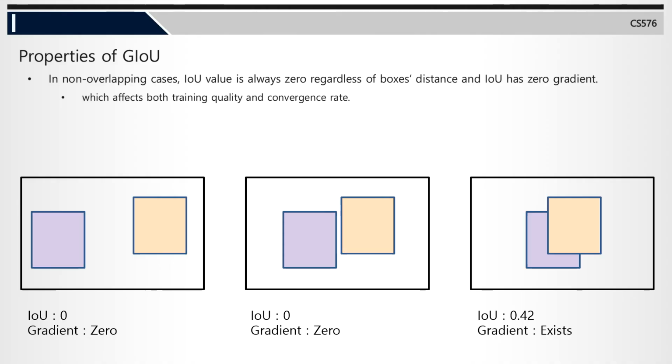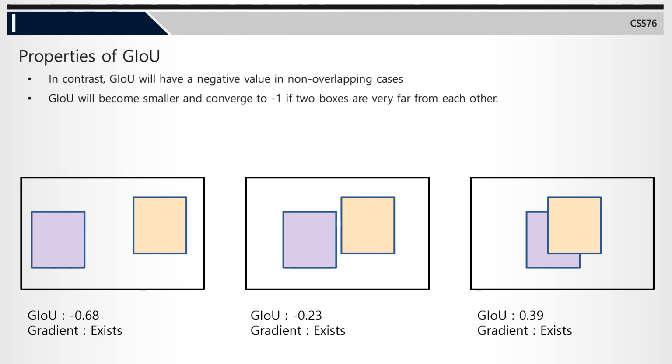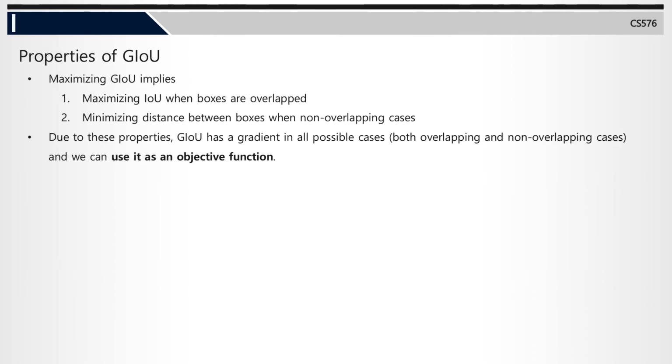First, in non-overlapping cases, IOU value is always 0 regardless of box's distance, and IOU has 0 gradient which affects both training quality and convergence rate. In contrast, GIOU will have a negative value in non-overlapping cases and it will become smaller and converge to -1 if two boxes are very far from each other. Therefore, maximizing GIOU implies maximizing IOU when boxes are overlapped and minimizing distance between boxes when non-overlapping cases.